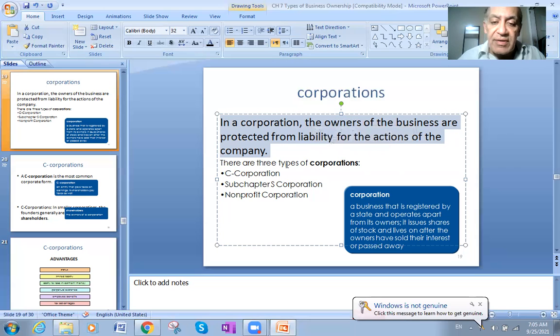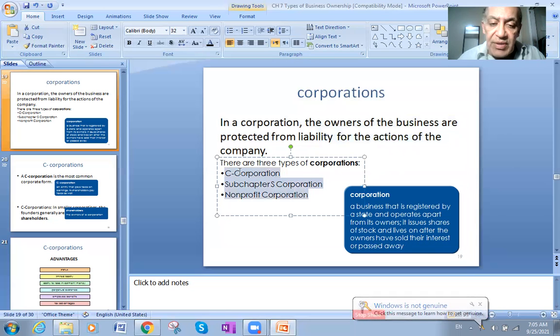Okay, there are three types of corporations. We have the C corporation, the subchapter S corporation, and we have also non-profit corporations.